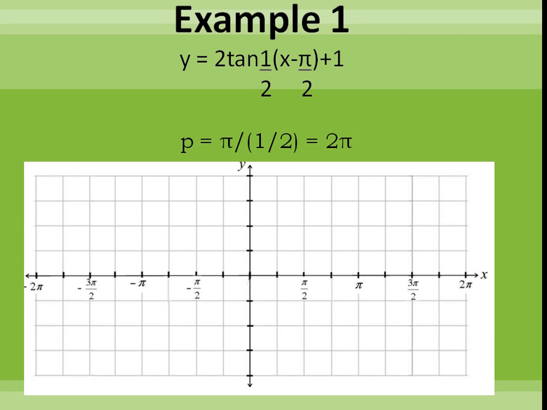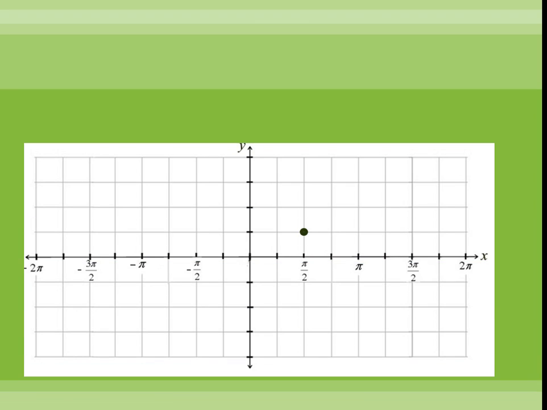So, let's start with this example. So we get 2 tan of half of x minus pi over 2, plus 1. Our period would be pi divided by a half in this case, which gives us 2 pi. So that's the first thing we need to do. Then we need to find our h and k. So h and k in this case would be pi over 2 and 1. So once that dot is actually represented, I now can start finding my asymptotes.